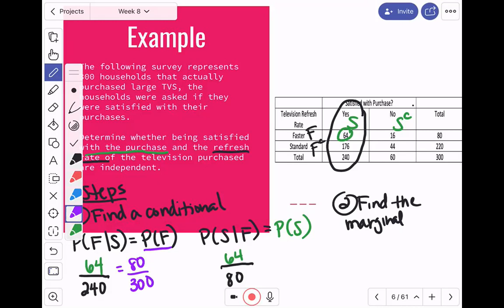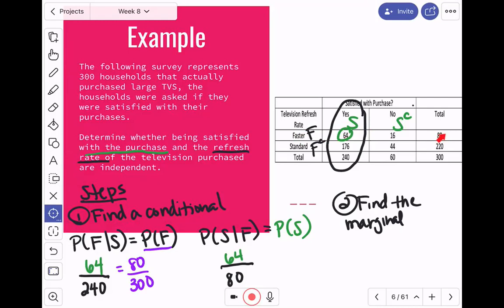Now we go back to the entire sample, because what this is saying is this: if the two events are truly independent, the fact that you purchase a faster refresh rate TV has no effect on you being satisfied. Then these probabilities should be exactly the same. If they're not equal, though, that tells me they do have an effect, and your satisfaction is dependent upon your refresh rate.